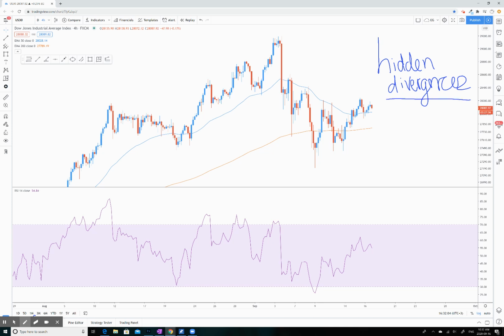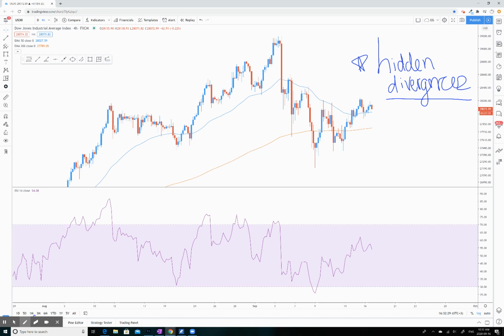I like to use hidden divergences because they give us an indication that we're going to see a continuation. And when we trade pairs or indices that tend to trend really strongly, hidden divergence is great because it's telling you when you have a continuation. And that's going to give you really good confirmation of a breakout. So this is definitely my favorite type of divergence for this pair.